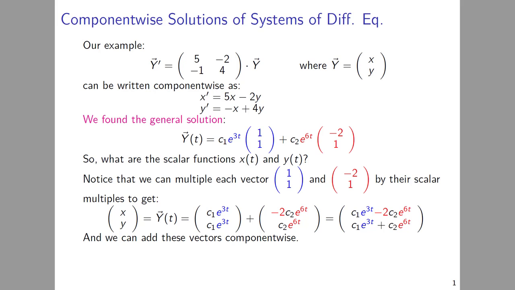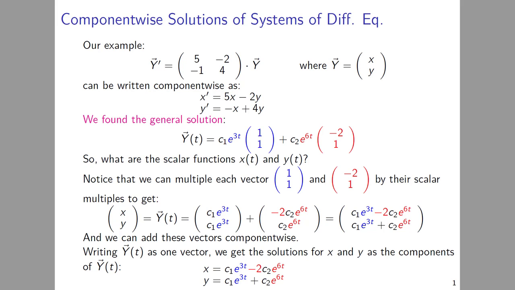But on the other hand, y of t is the vector function [x, y]. So by writing y as one vector, we get the solutions x and y as the components of y. x equals c1 e to the 3t minus 2c2 e to the 6t, and y equals c1 e to the 3t plus c2 e to the 6t.